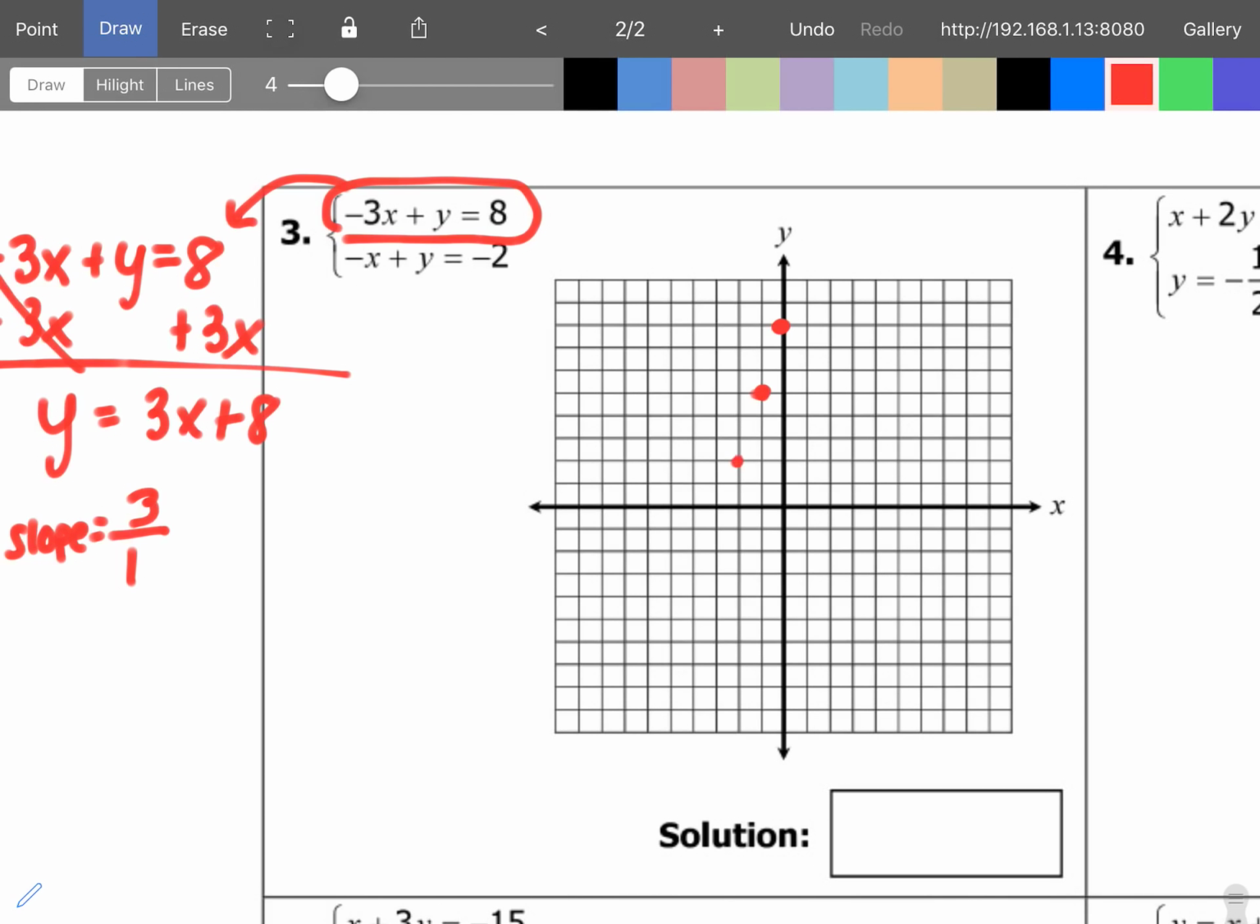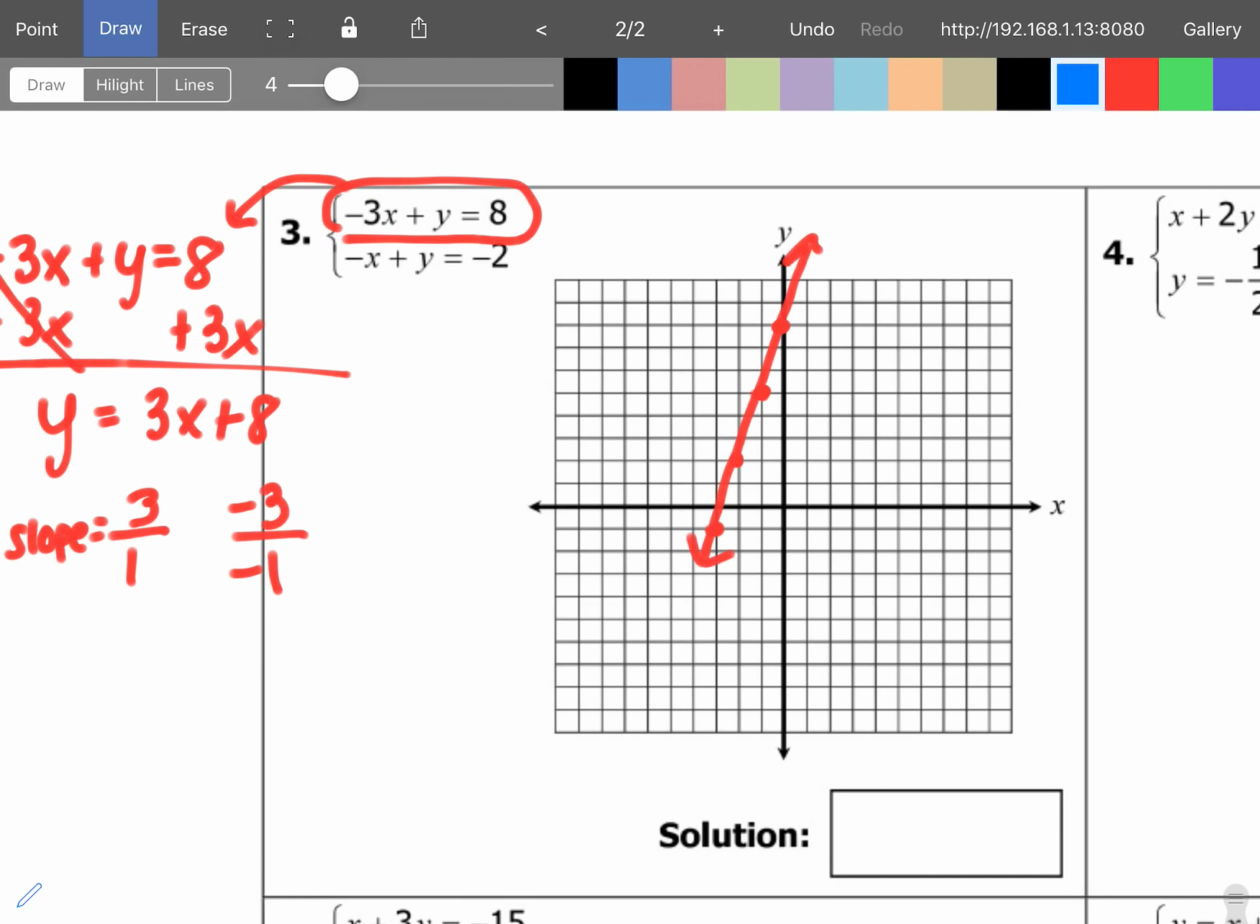Down 3 to the left 1. Because that's the same thing. Down 3 looks like this. To the left 1 looks like that, right? Negative 3 over negative 1. This is a positive 3. This is a positive 3. So both of those equal positive 3. That's why we can do it like that. We're not changing anything.